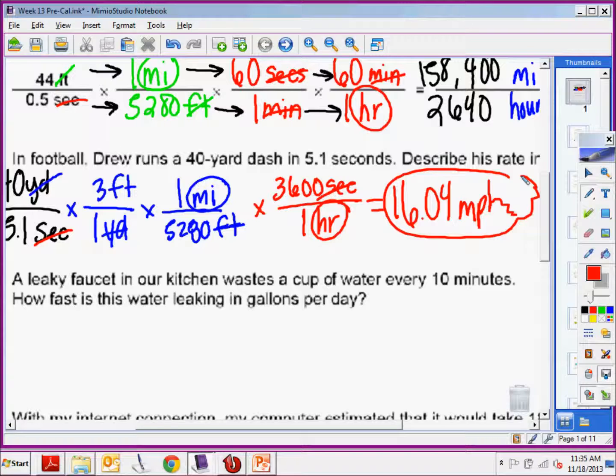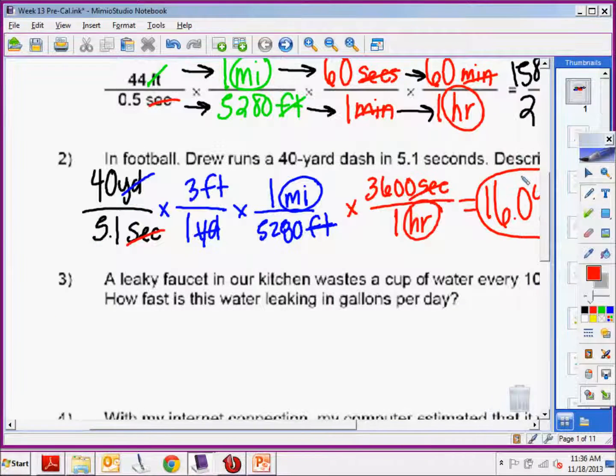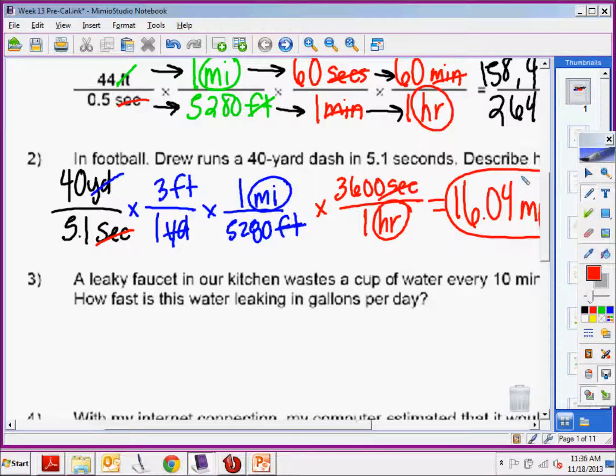If you're doing it with the train tracks, is that what you're doing, Megan? I just went straight to yards without doing the feet, but I got the same answer. That's what I said a second ago. If you knew how many yards were in a mile, you could go straight into the 1,000-some yards. So if you can eliminate this step, that's fine.